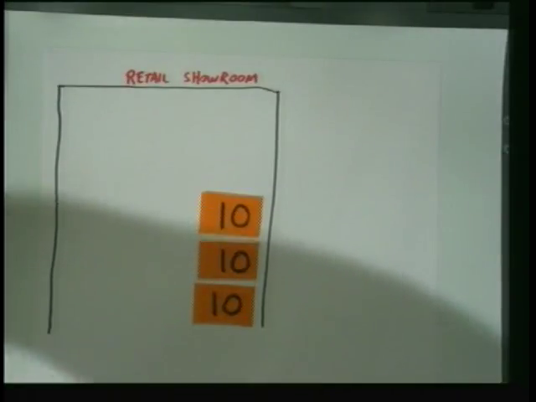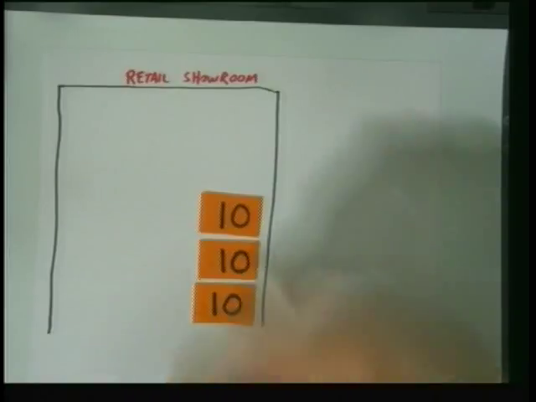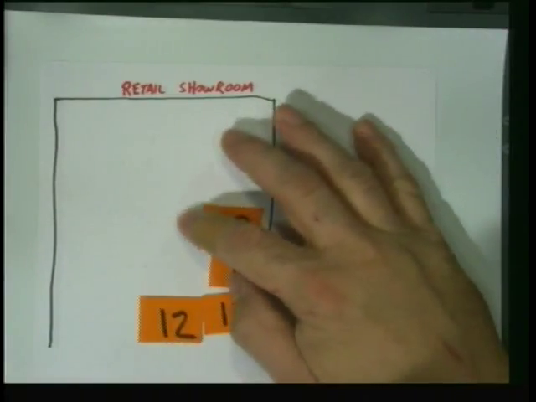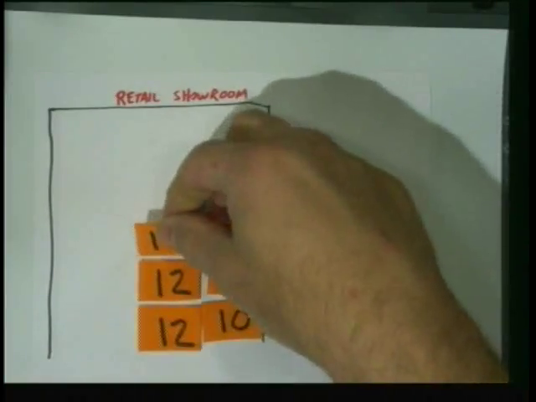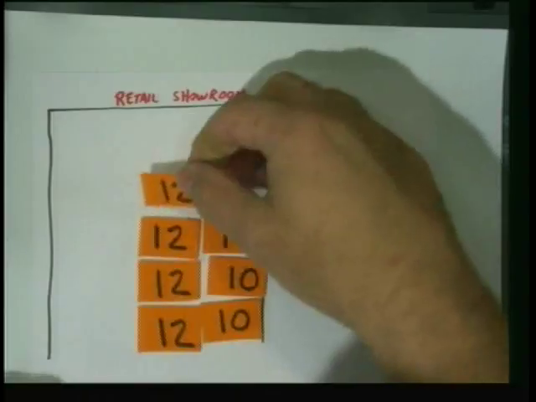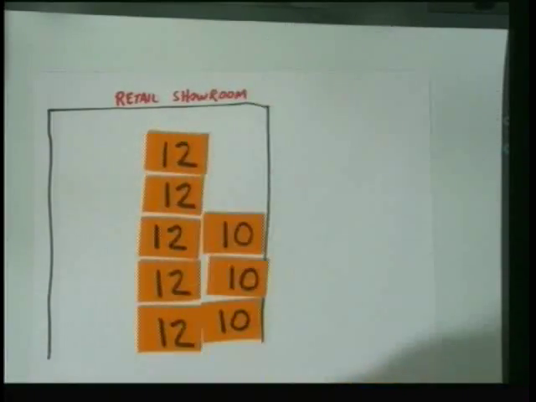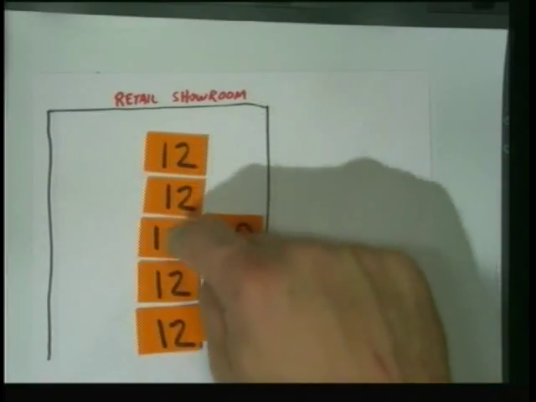from our manufacturer. But our cost has gone up a little bit. So we purchase 5 more of these items, and we stack them right next to them. But the cost has gone up to $12 per item. Are you with me? So now we have a total of 8 items for sale. You with me? We have 3 at the $10 cost, 5 at the $12 cost.